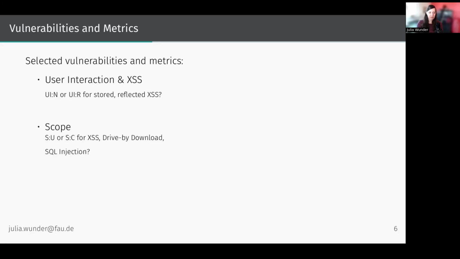The next metric we want to put our focus on is the scope metric. This metric is described as very ambiguous and hard to understand. The scope metric indicates if another system is affected by the vulnerability or not, at least from my understanding. Here we focus on 3 different vulnerability types, and these are in fact among the most severe vulnerabilities in the world, according to the CVE top 25 list of 2022. So here we want to know, is scope unchanged or changed for XSS, drive-by download, or SQL injection vulnerabilities.